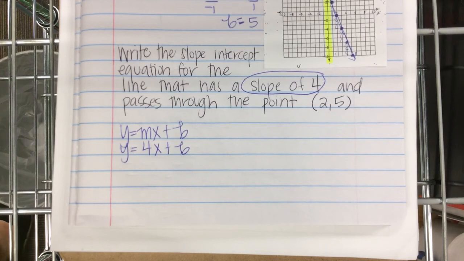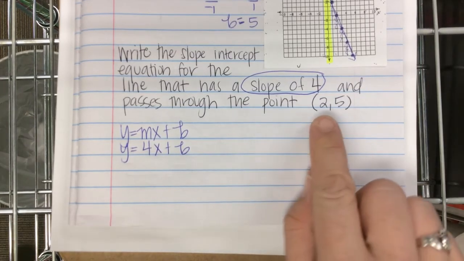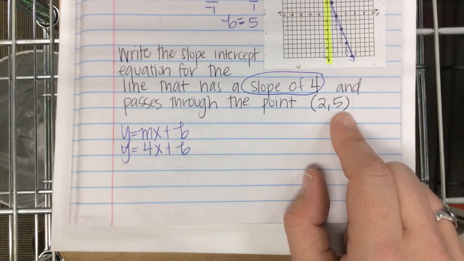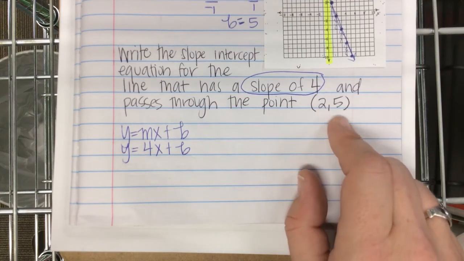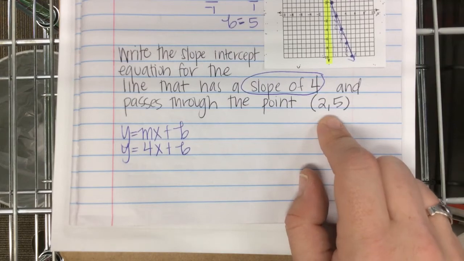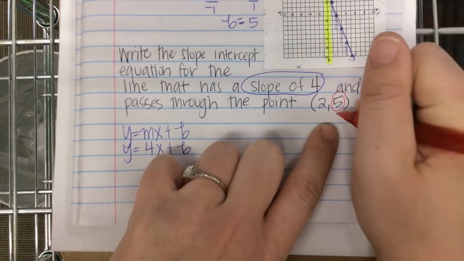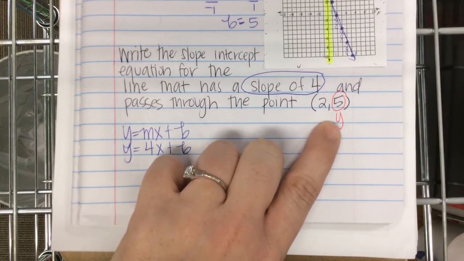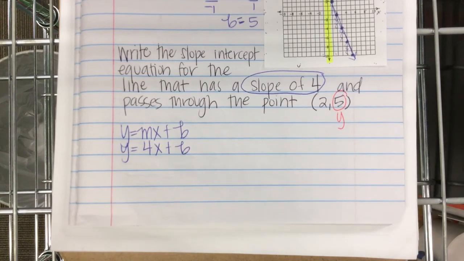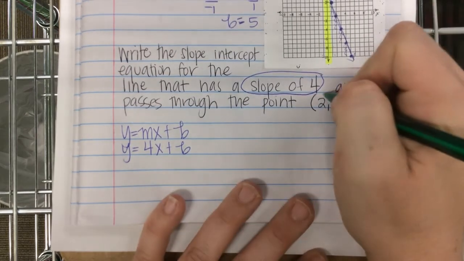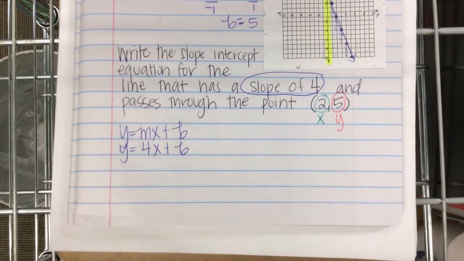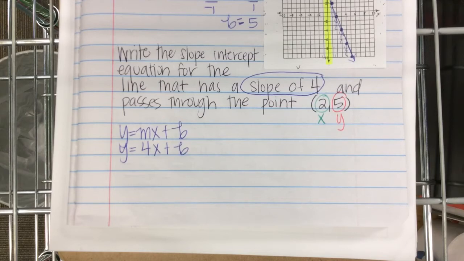Okay, that's close. But if it was the b, it'd be 0, 5, correct? And it's not 0, 5, it's 2, 5. This is not an intercept. But Anna brings up a good point. 5 is your y value. So that makes 2 what? 2 is your x value. So can you, using those numbers, fill them in somewhere?